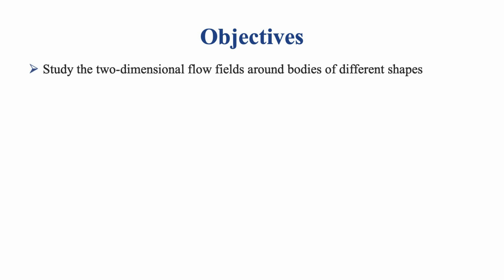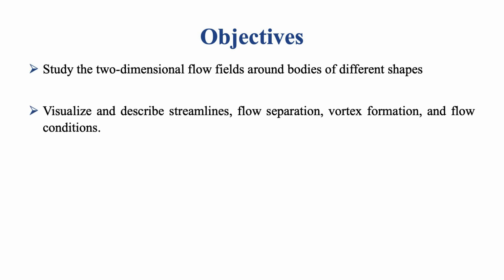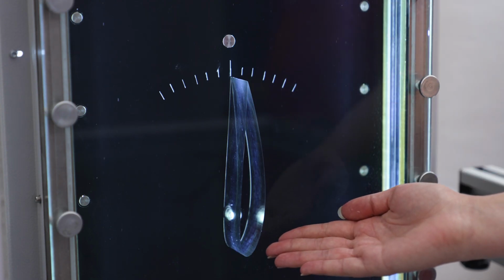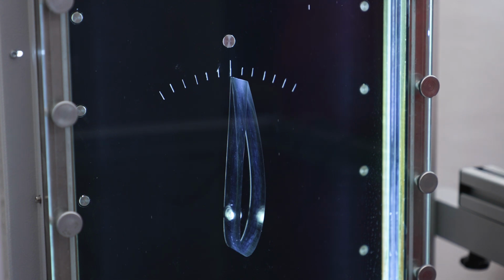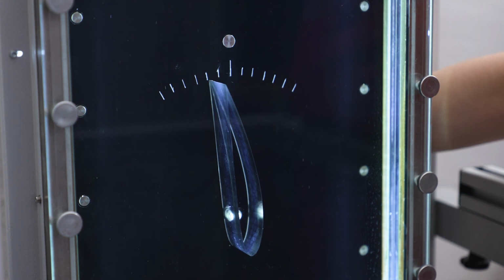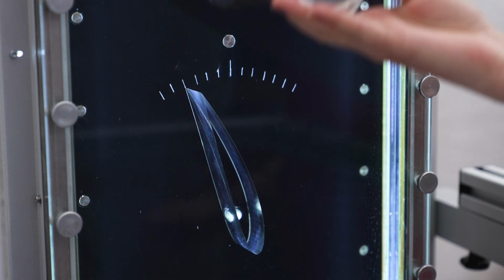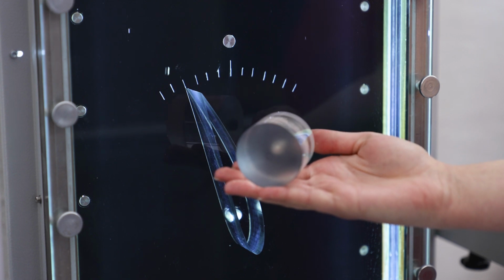The objective of this laboratory is to study two-dimensional flow fields around bodies of different shapes, visualize and describe streamlines, flow separation, vortex formation, and flow conditions. Different solid models can be affixed to the panel, and photos and video can be recorded at various testing conditions. The models include cylinders, airfoils, and prisms.